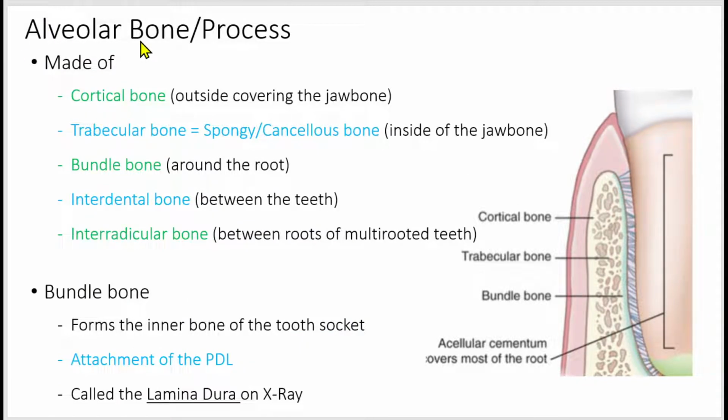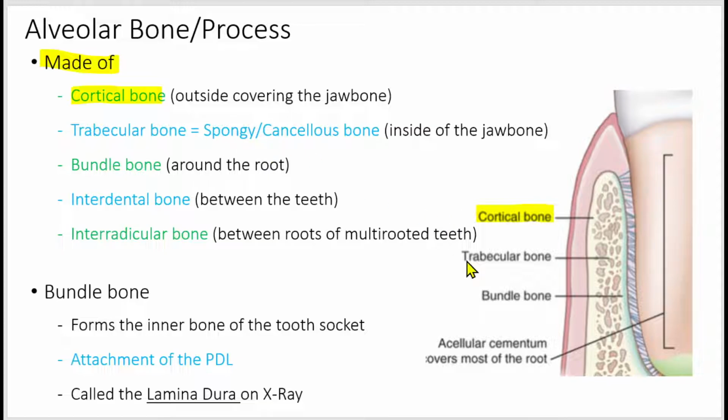So if we take a closer look at the alveolar bone, we'll see that it's actually made of different parts or different layers. You can see on the outside it has a different name. So you have the cortical bone. Again, it's part of the alveolar bone, but it's the outside layer. It's a dense layer that is covering the whole jaw. If you're looking at the jaw from the outside, that outside layer is the cortical bone. It's dense and it's thick.